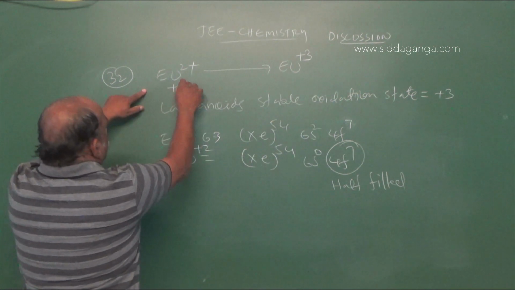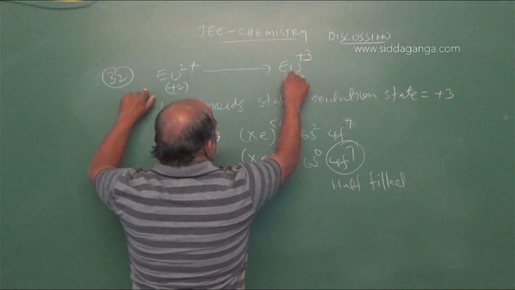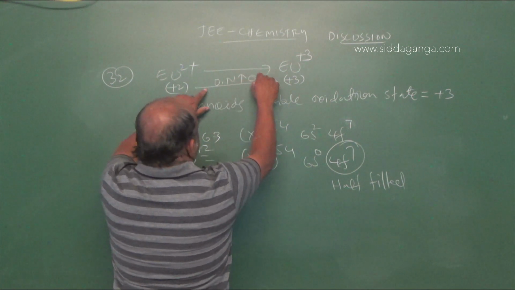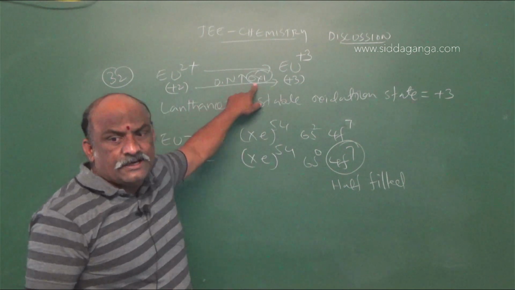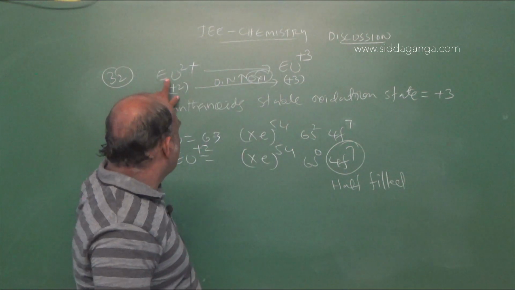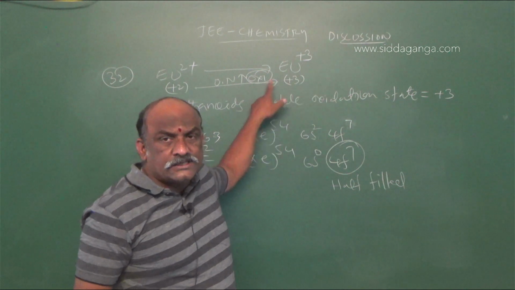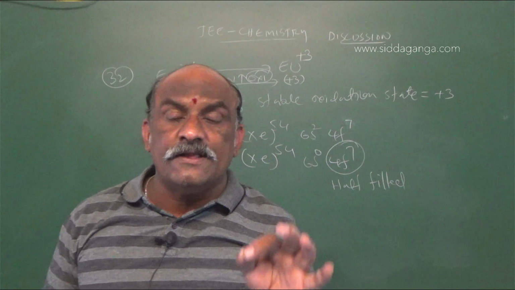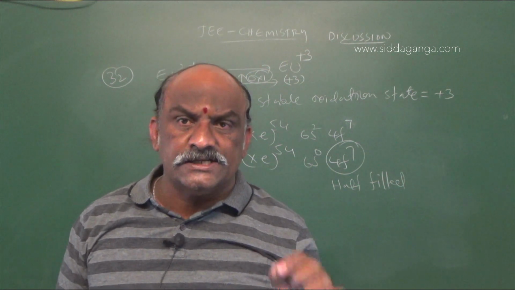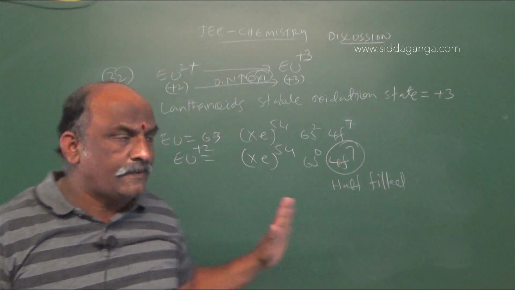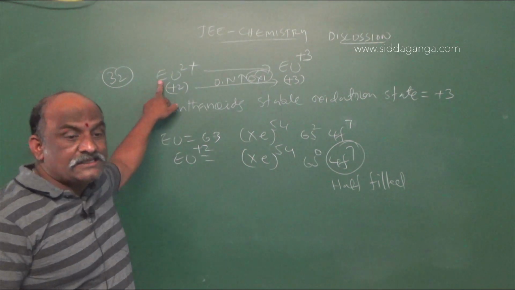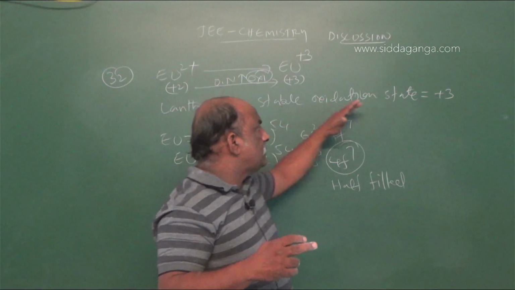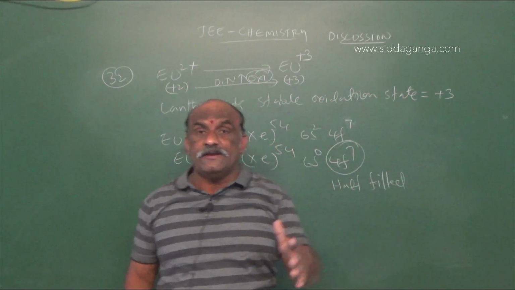The oxidation number increases from +2 to +3. Oxidation number increases means this is what reaction? Oxidation reaction. The conversion of Eu2+ to Eu3+ is an oxidation reaction. The species involved in the oxidation reaction is called the reducing agent. So Eu2+ acts as a reducing agent because the lanthanide's stable oxidation number is +3.